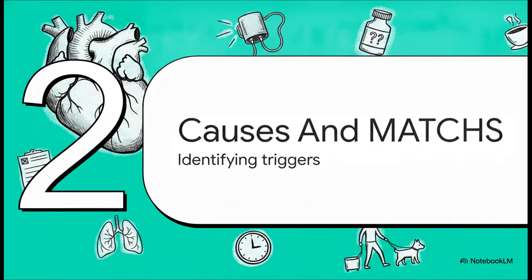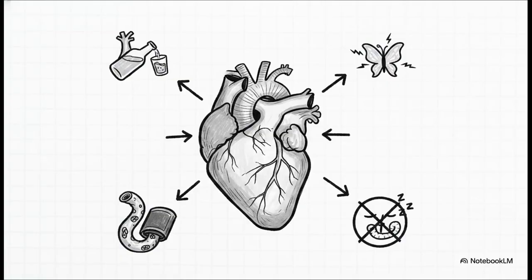Section 2. Causes and MATCH. Identifying triggers. So rather than just brute forcing a random list of causes into your memory, let's categorize them by what they actually do to the atria, using the incredibly handy MATCH mnemonic. M is for mitral stenosis, causing structural stretch. A is for alcohol, which is a genuinely reversible toxic trigger.